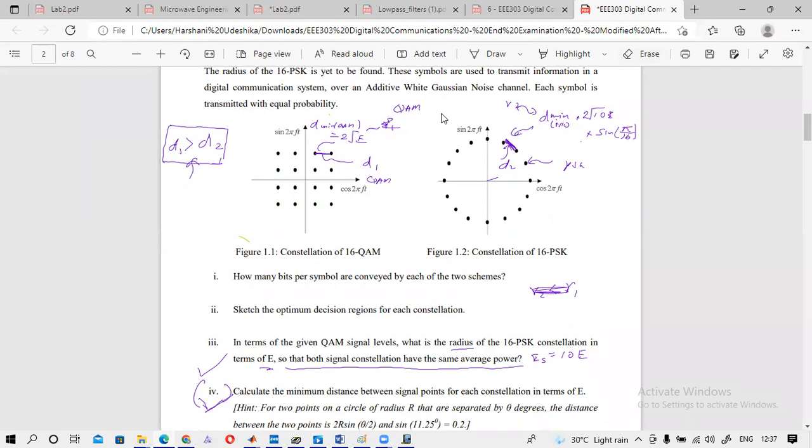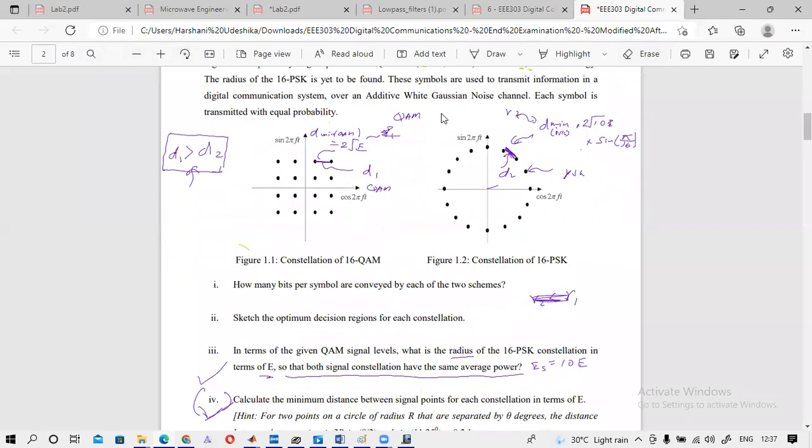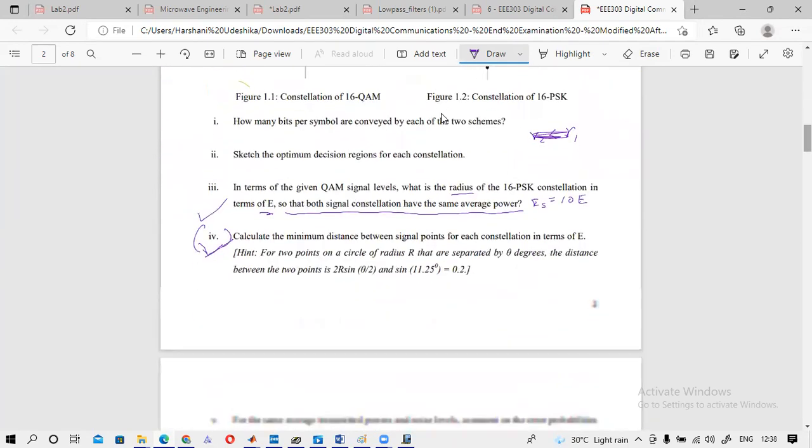So here I think you can find D1 already. That is 2 root T. D2 is already found too; someone sent me that this D2 is 0.2 root T something. I don't know, so you can calculate this using a calculator. So we will go to the next one.